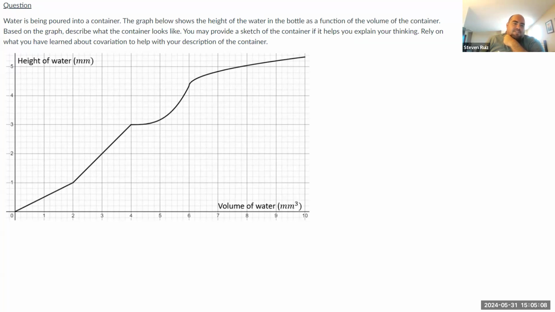But let's do this in sections. So I think this function can be split up into four pieces: from 0 to 2, 2 to 4, 4 to 6, and 6 to 10. So what is going on in the first section? The fact that I am seeing a straight line tells me that I have a constant rate of change of the height of the water with respect to the volume I'm pouring into it.